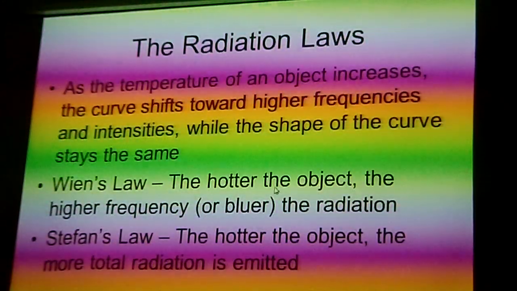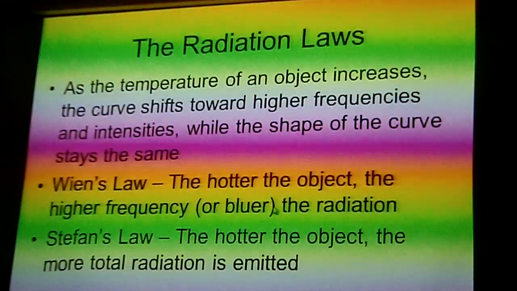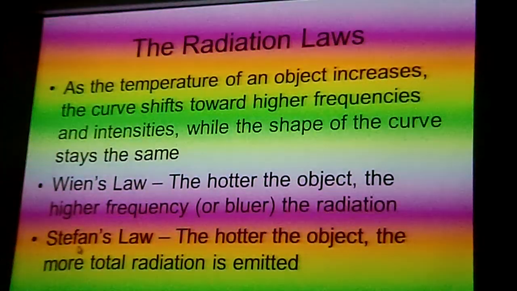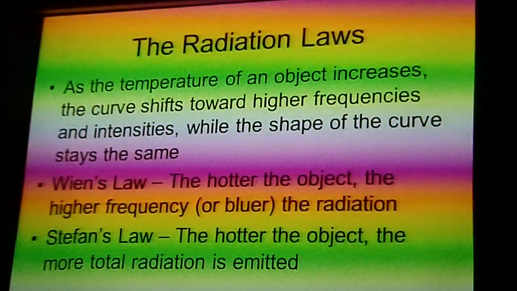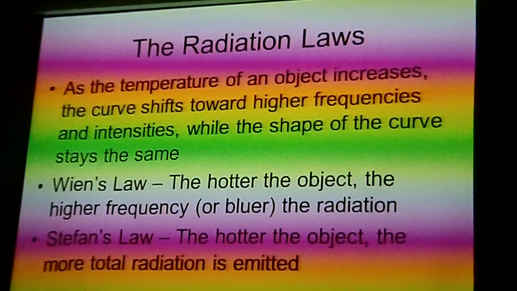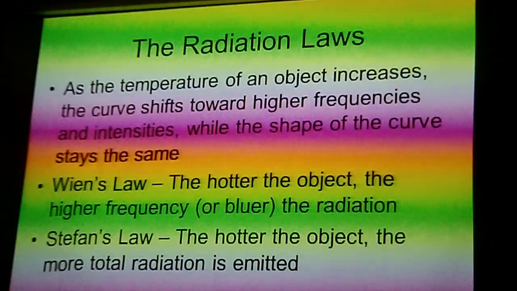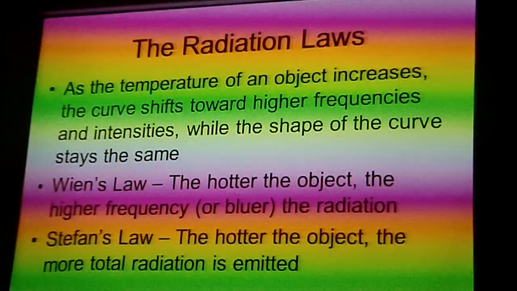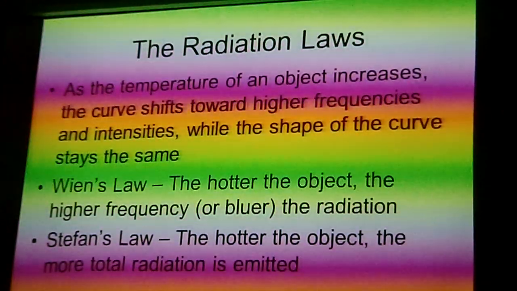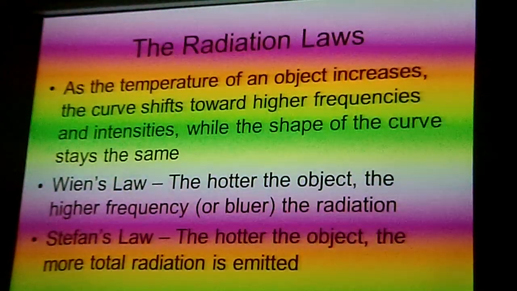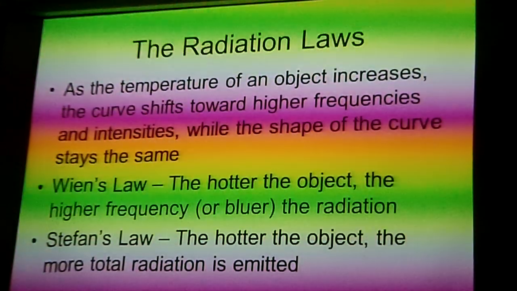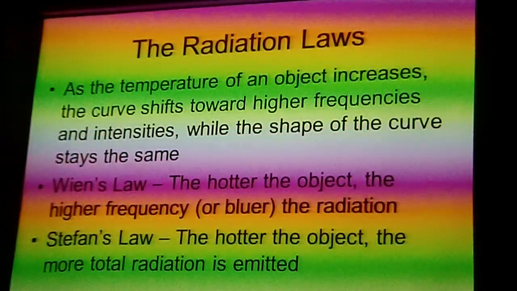Wien's law: the hotter the object, the higher frequency or bluer the radiation. Stefan's law: the hotter the object, the more total radiation is emitted. So the area under the curve is the total radiation. A very hot object releases a lot of radiation, a cold object just a little radiation. These are the radiation laws. You will impress your physics teacher if you know the radiation laws.